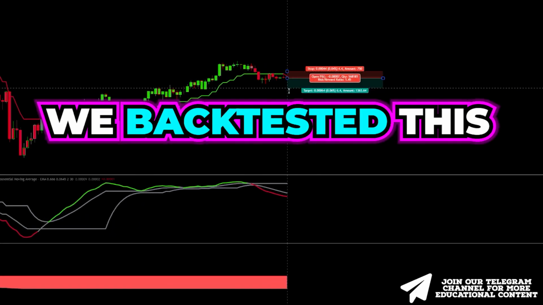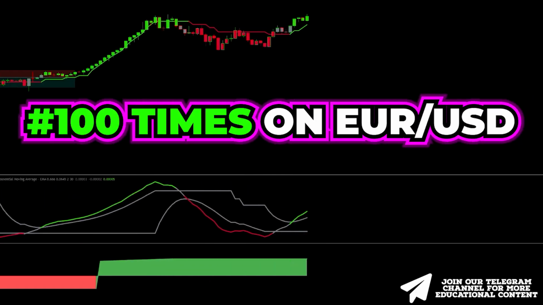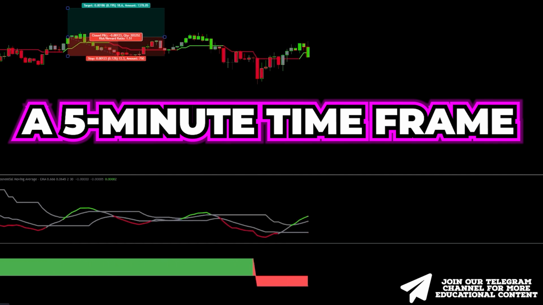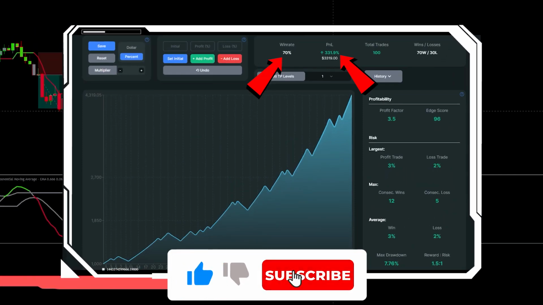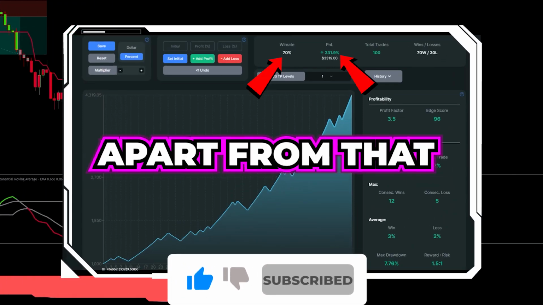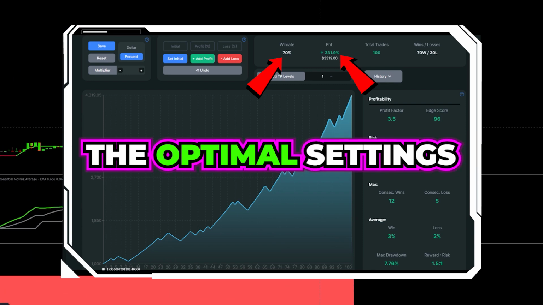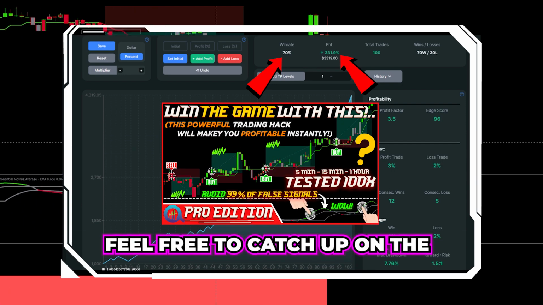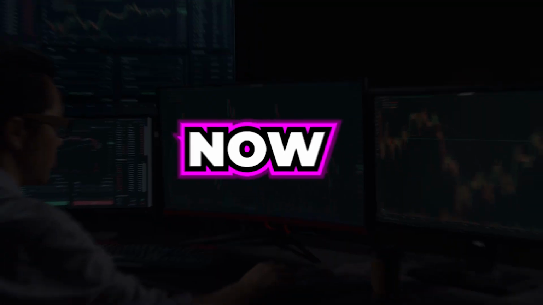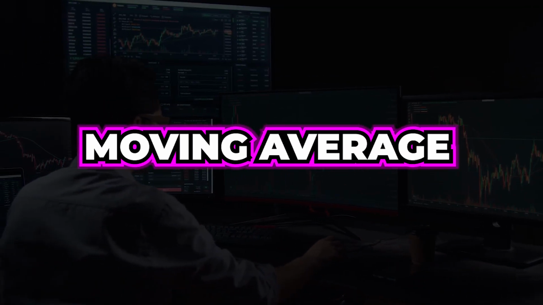So, we backtested this trading system 100 times on the euro-dollar, a 5-minute time frame, and received a 70% win rate and more than 330% equity growth figure in less than 2 months. Apart from that, if you want to learn the optimal settings for the last 2 indicators and other essential rules, feel free to catch up on the full video with this strategy. Now, let's move on to our second moving average alternative.